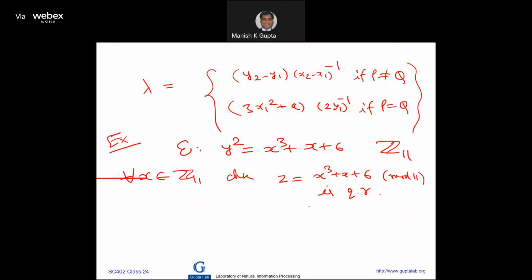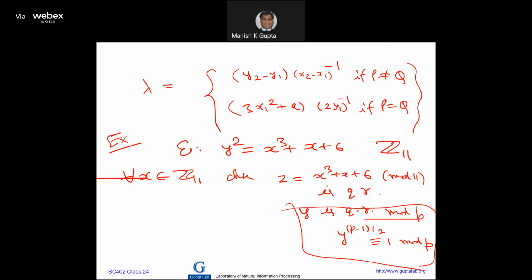And by Euler's criterion, we know that if some number y is a quadratic residue mod p, then y raised to power p minus 1 by 2 is congruent to 1 mod p. I think you remember this criterion. A number y is a quadratic residue if we have this condition, right? So I can look at when I will be able to solve this. Let me just do these calculations for you.